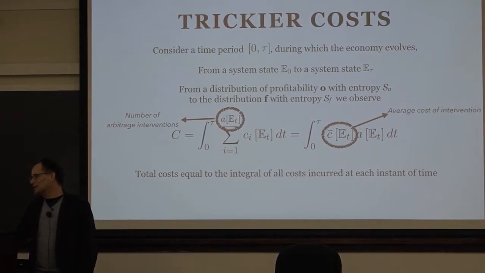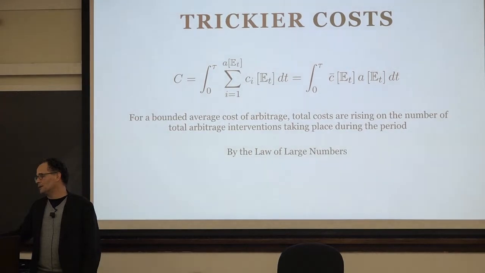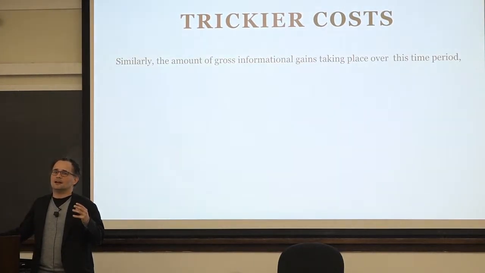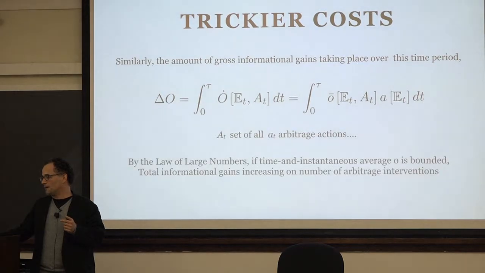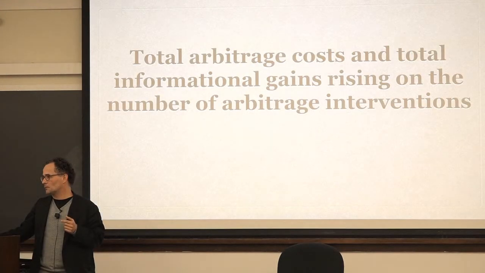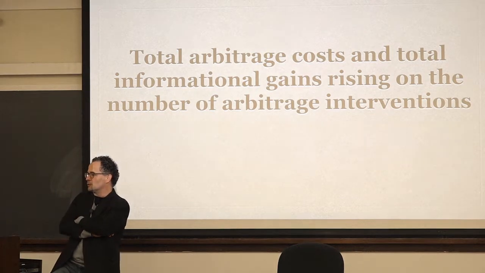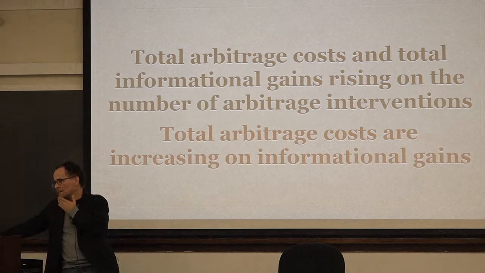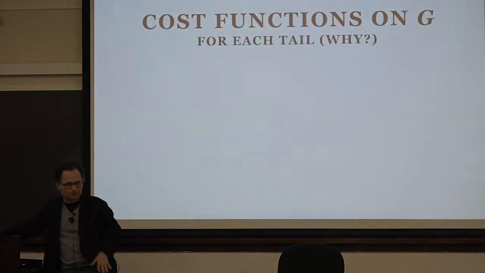Blah, blah. So once you have that, this is what you end up with. You end up with a characterization of the result of the actions of arbitrageurs that appears as an optimization problem. And the idea follows from this. The total arbitrage costs and total informational gains are rising. Oh, no, I just said this. And total arbitrage costs are increasing on informational gains. Sorry, wrong slide. Here we go.